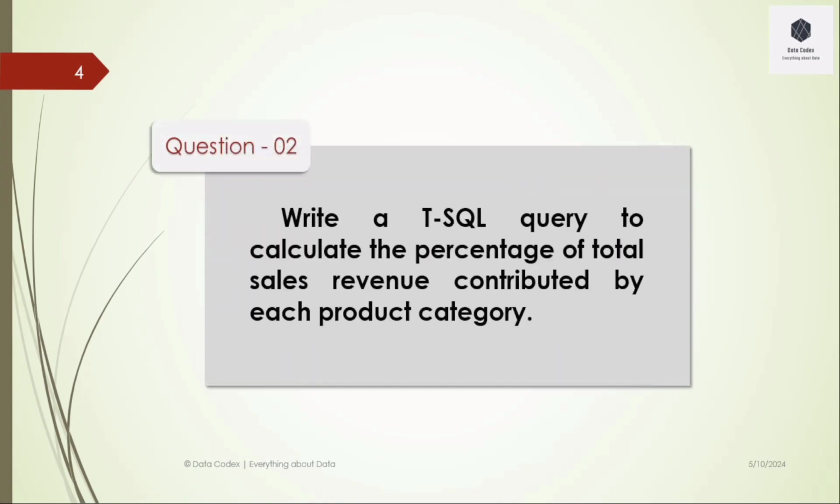In the second question we are going to write a T-SQL query to calculate the percentage of total sales revenue contributed by each product. Here we are going to find the percentage of the revenue that has been generated from each product category. I have already explained that the category table is formed by grouping certain products into certain categories. So which product category has contributed the highest revenue? We are going to find those percentages for each product category.